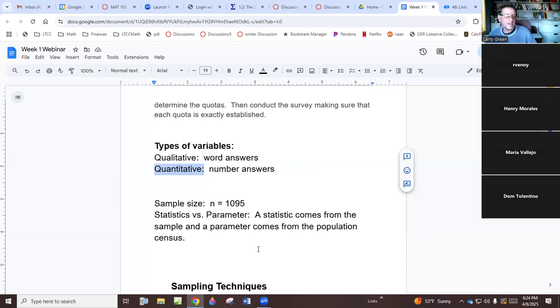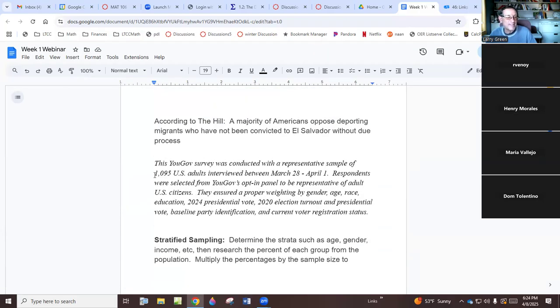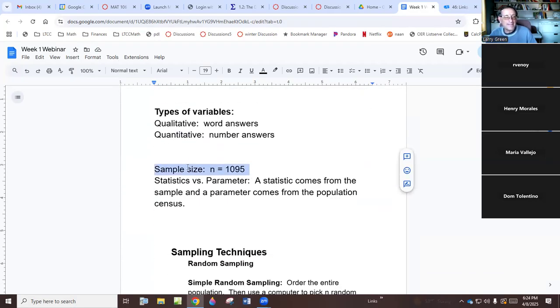So just a note, our sample size was 1,000, or their sample size for the survey question that they had up here, the YouGov, was 1,095. And that was about opposing deporting migrants. And notice that they didn't ask everybody, because they can't get everyone to answer.